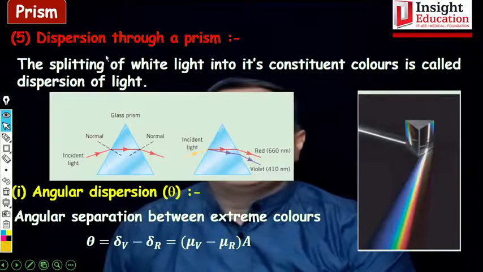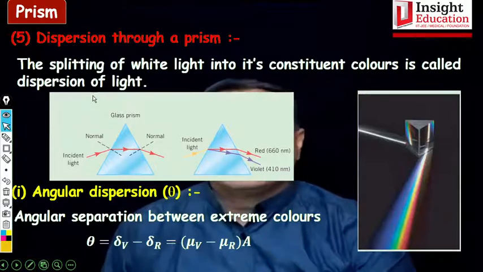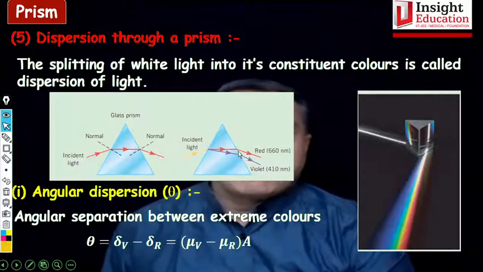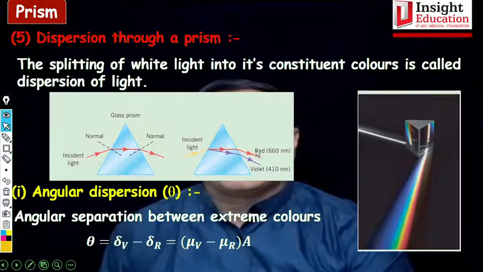Similarly, dispersion through the prism. Splitting of white light into constituent colors is called dispersion of light. You can see the white light and you can see dispersion. Maximum bending is for violet, and minimum bending is for red. So delta R and delta violet, and one more delta Y, that is yellow, and that is mid.